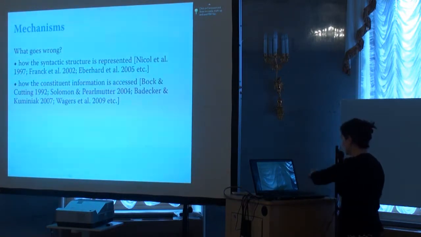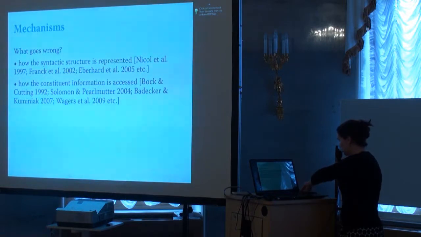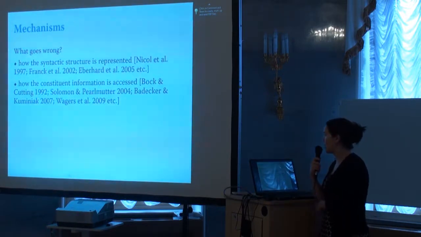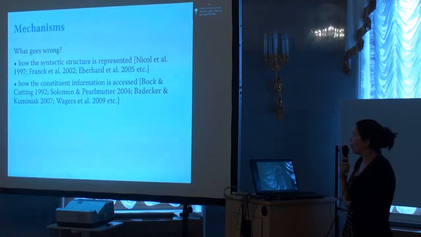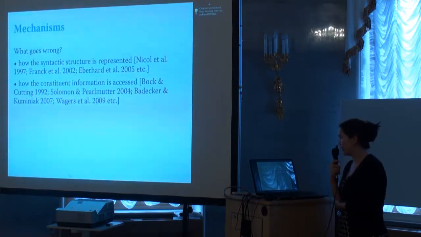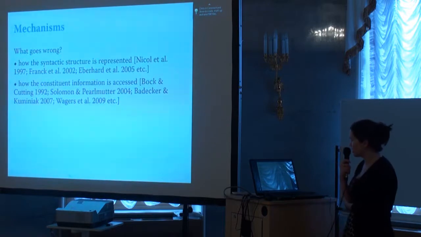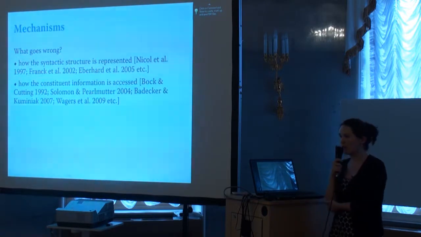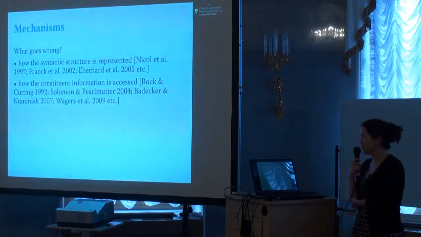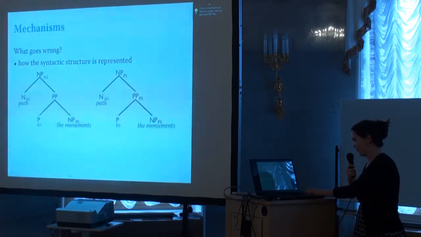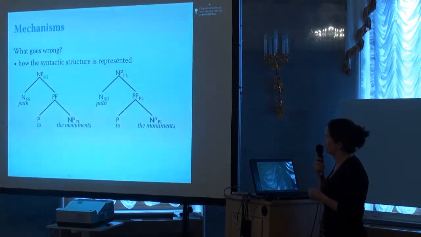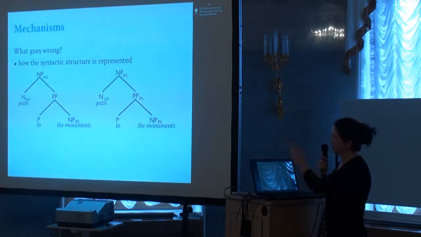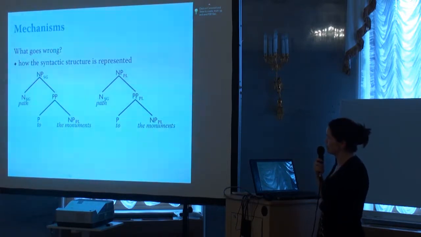So a couple of words on what actually goes wrong when agreement attraction happens. Where does the mistake arise? Is it about how the syntactic structure is represented, or about how the information is accessed? If we assume that it's about the representation of the syntactic structure, then something of the following sort should happen.